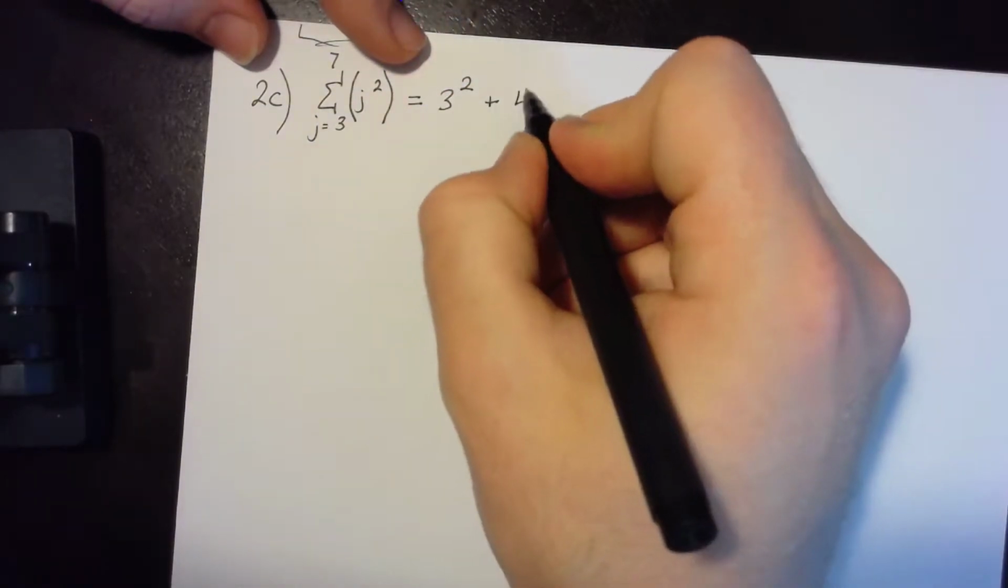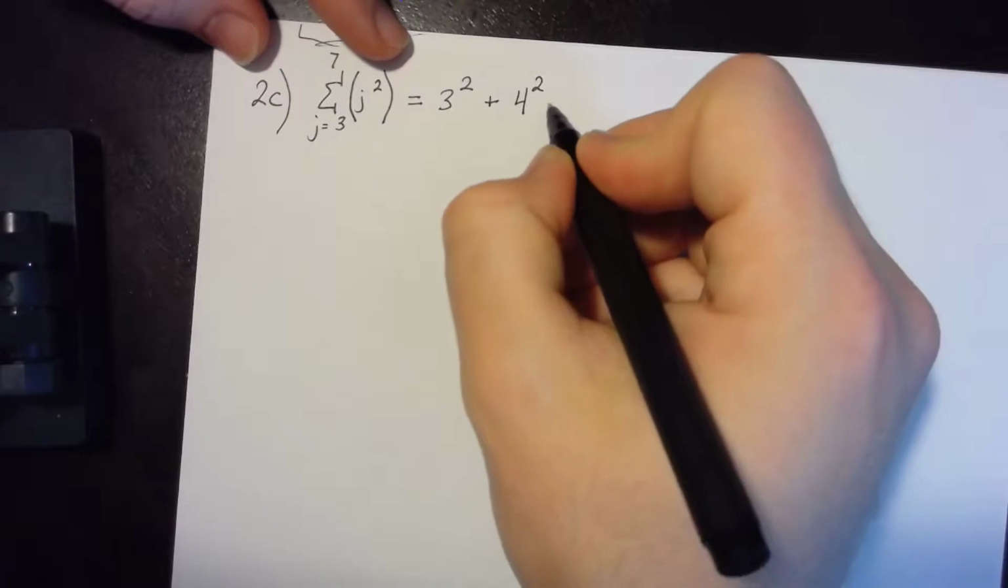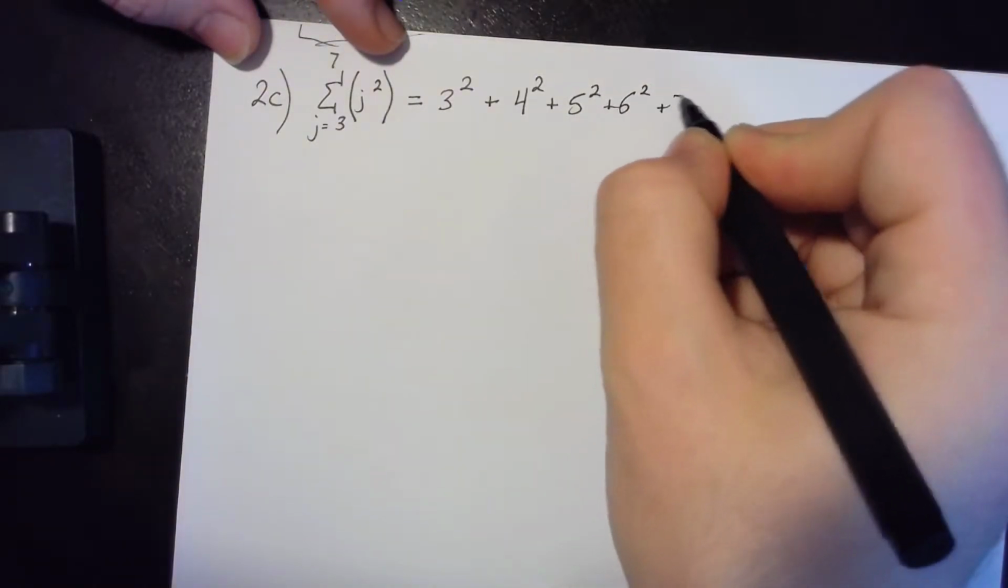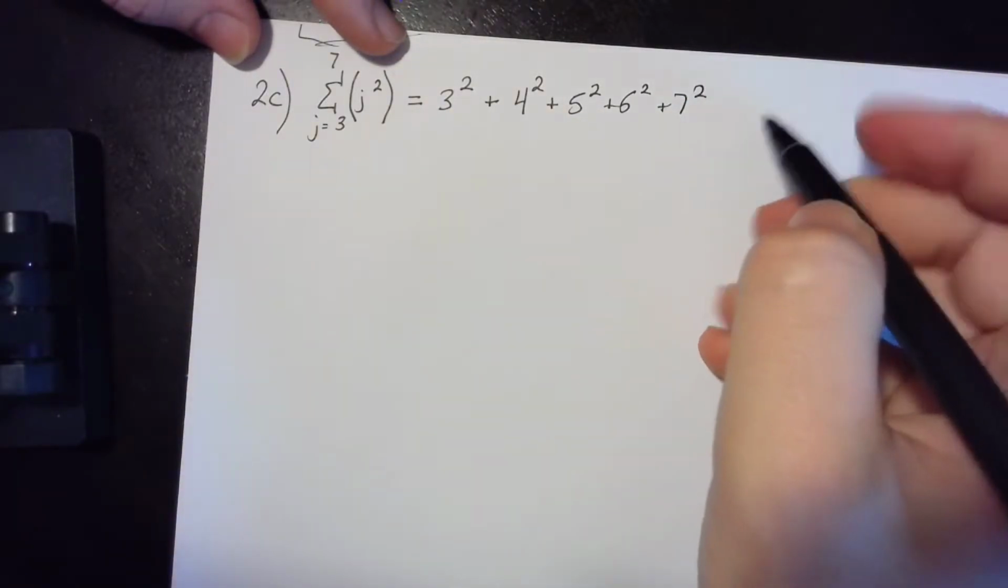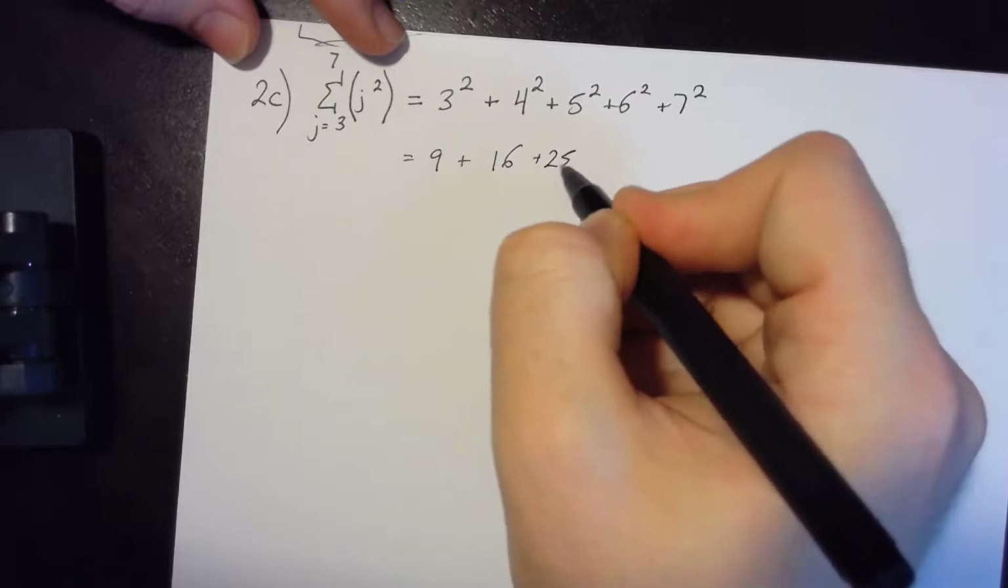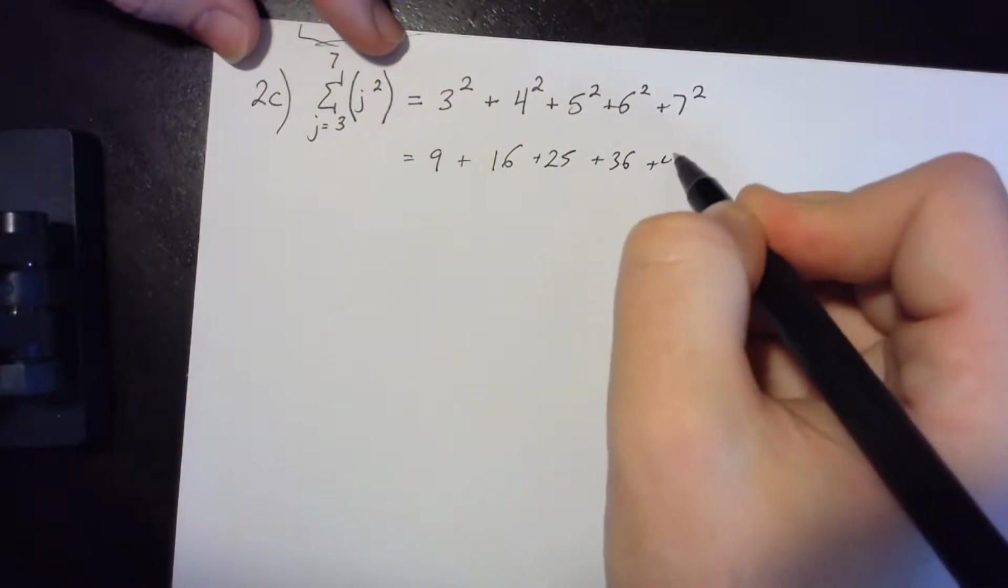So I'm going to plug in 4 next. Plugging in 4 to the function gives me 4 squared. Plugging in 5 to the function gives me 5 squared. Then 6 squared, and finally 7 squared. And then I can simplify this value by actually doing the math. 16, 25, 36, and 49.